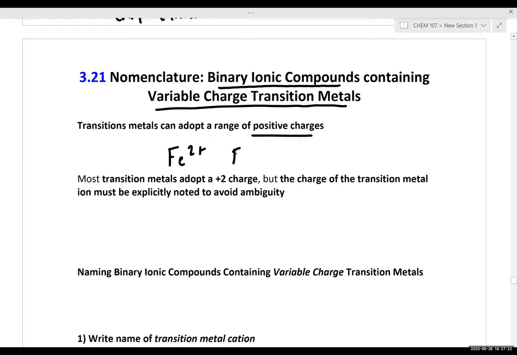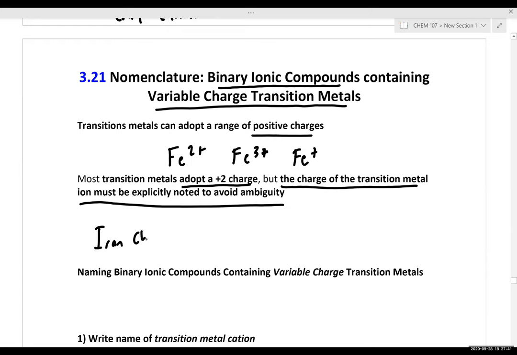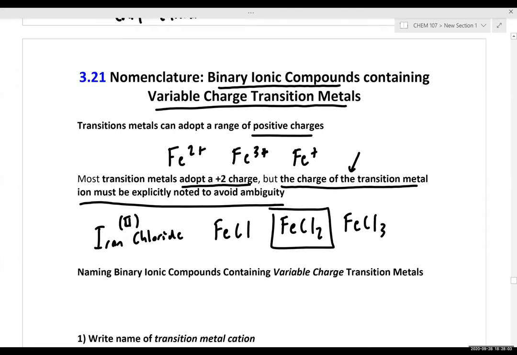So we can have iron 2 plus, iron 3 plus. Now, most transition metals adopt a 2+ charge, but the charge of a transition metal must be explicitly noted to avoid ambiguity. If I said iron chloride, I could be referring to anything from FeCl to FeCl2 to FeCl3. So this ambiguity is resolved by clearly specifying the charge of our transition metal. If I said iron(II) chloride, I would be referring to only one of these formulas.